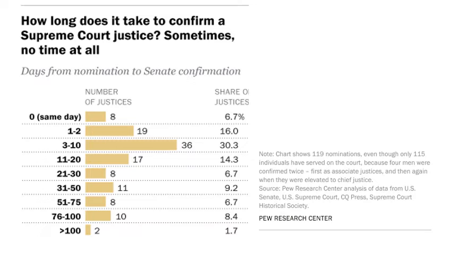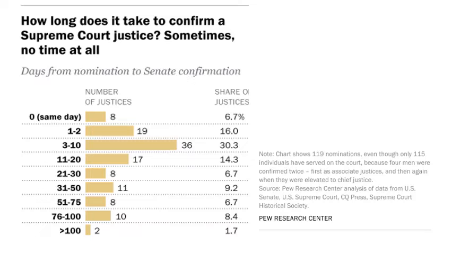How long does it take to confirm a Supreme Court justice? This chart shows you that in 8 instances, a Supreme Court justice has been nominated and confirmed on the very same day, but that doesn't happen anymore. In 2 cases, it took over 100 days. But in the majority of the cases, you can see they fall somewhere in the middle.